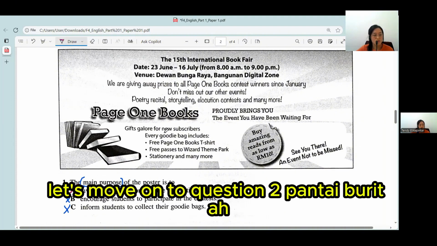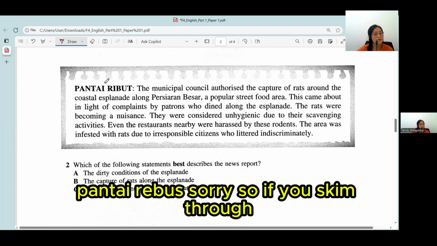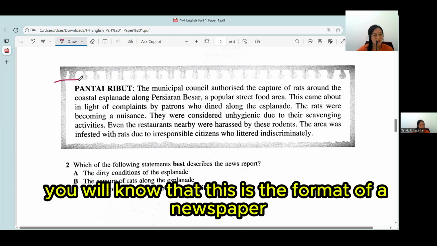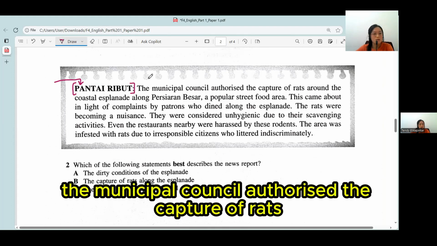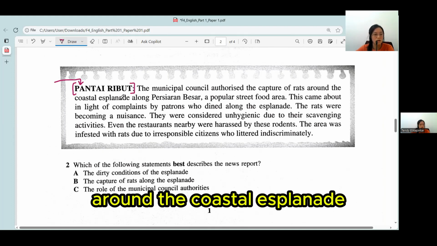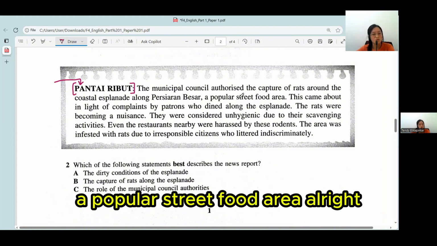Let's move on to question 2. Pantai Reboot, sorry. If you skim through, you will know that this is the format of a newspaper report. It starts with a location. What it says here is that the municipal council authorized the capture of rats around the coastal esplanade along Persiaran Besar, a popular street food area.